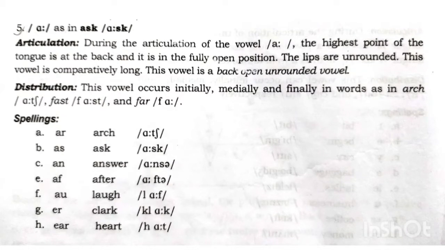Fast. The vowel is in the middle, because in the initial position it is f and the final position it is st, and in the middle position, that is medially, it is a. Next word, far. Again in this word r is silent. It's far, so the vowel is in the final position here.